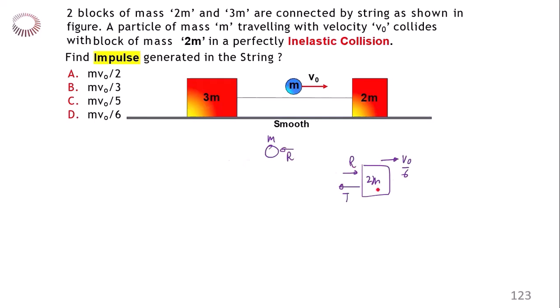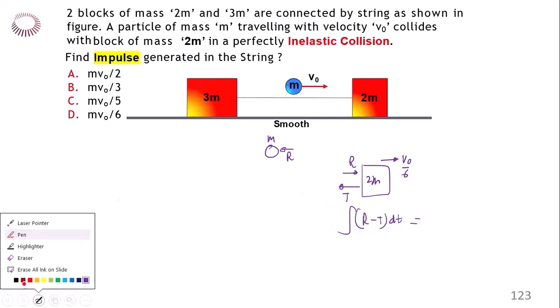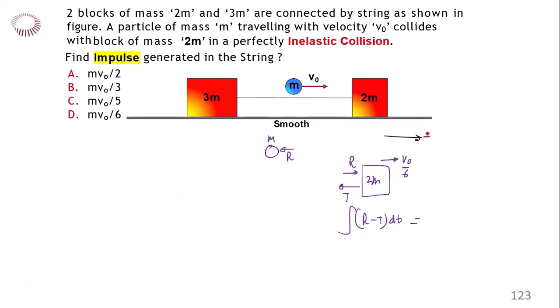Now if I write the impulse momentum equation for this 2m block, what can I write? Net impulsive force along the right hand direction: integration of R minus T dt. Force multiplied by time, that is the net impulsive force on this 2m block along the right hand direction, and I am assuming the right hand direction is positive. So final momentum is how much? 2m is moving with the velocity v0 by 6, and initial momentum is 0, since initially 2m is at rest. So that is v0 by 3 times m, equal to integration of R minus T dt.